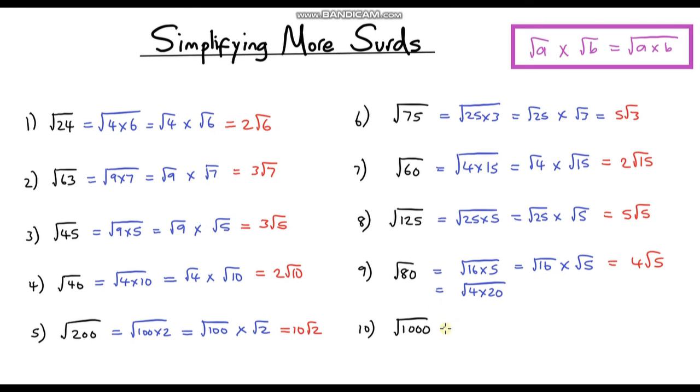Okay, the last one, we have 1,000. Well, 1,000 is 100 times 10. So this is the square root of 100 times the square root of 10. And the square root of 100 is 10. So this is going to be 10 root 10.